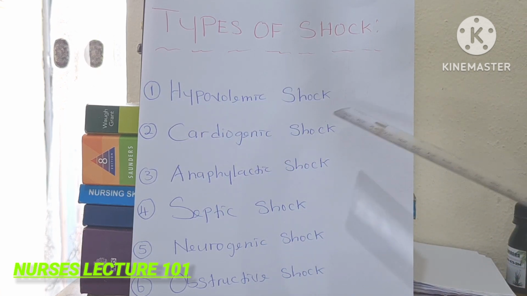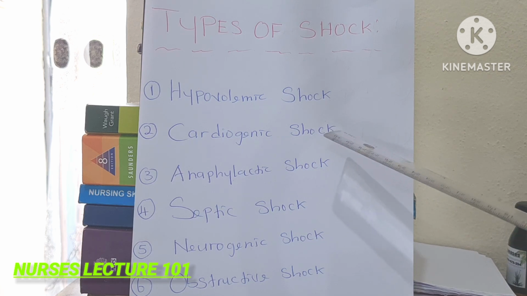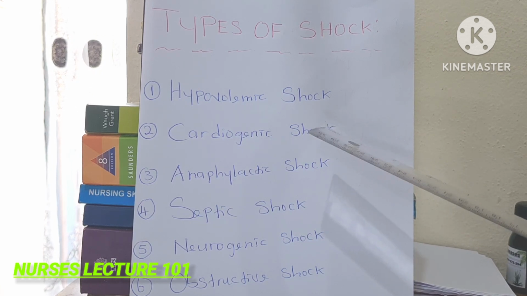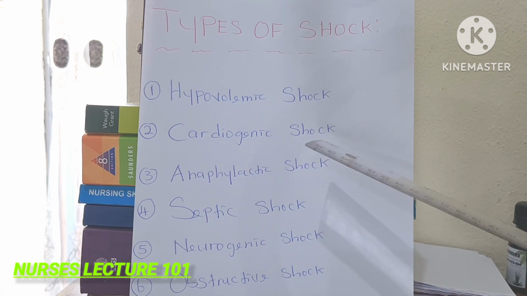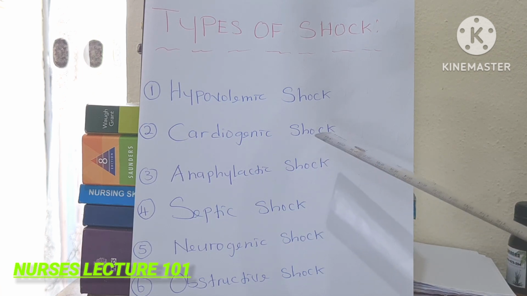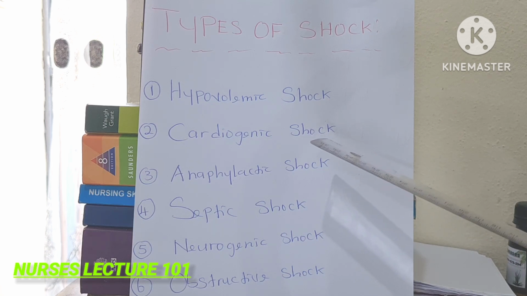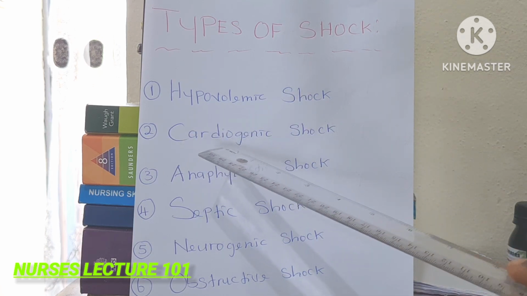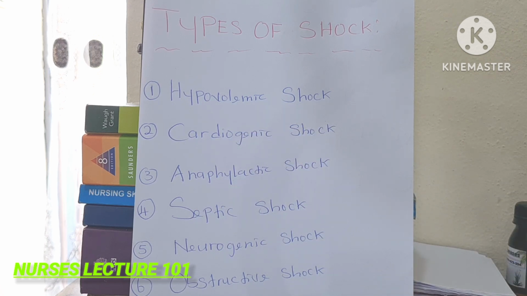And secondly, we have cardiogenic shock. This type of shock has to do with the cardiovascular system. For example, if there is heart failure, a situation where the heart cannot properly pump blood, it might lead to cardiogenic shock.